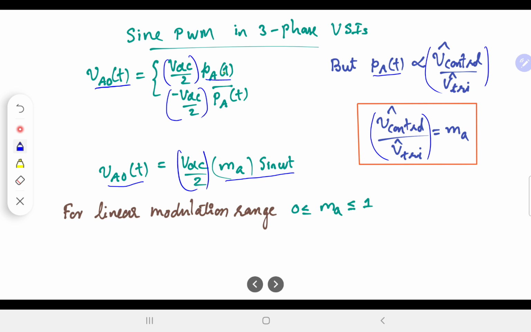pulse duration. And we go by the same logic as in the single-phase case, where you have a linear modulation range which is between 0 and 1. So long as you compare the peak of the triangle and the peak of the sine, the peak of the sine would always be less than or equal to the peak of the triangle. It should not exceed. If it exceeds, it's what we call the over-modulation region, where the proportionality of the fundamental is not maintained with respect to the control voltage.